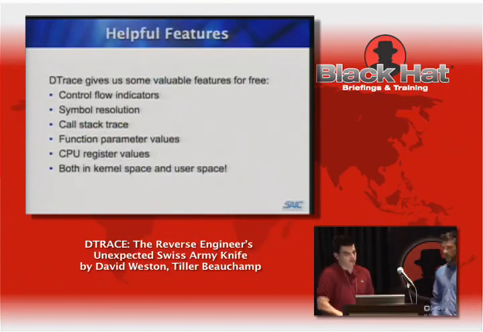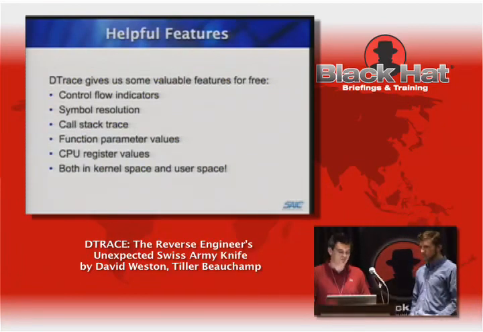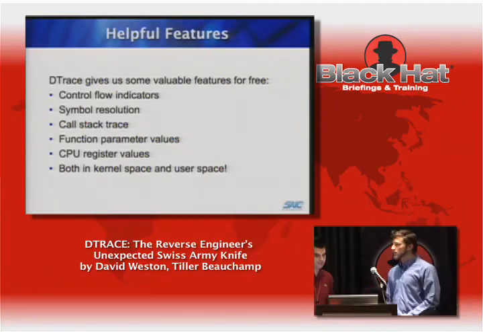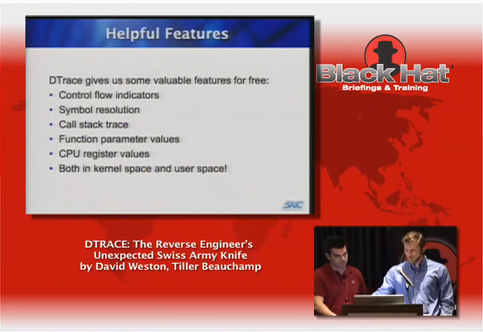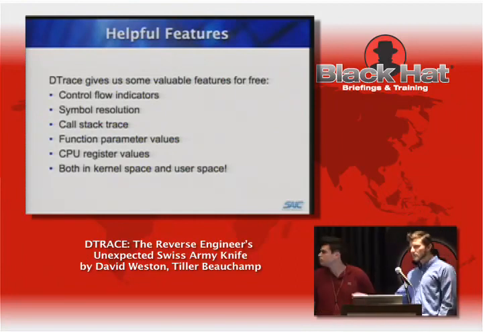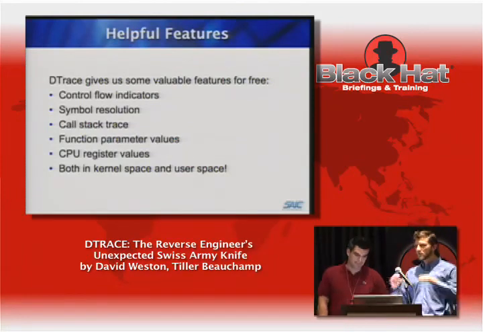DTrace gives us a lot of really cool features for free: control flow indicators, symbol resolution. We can quickly print the call stack trace, look at CPU registers, function arguments, and we can do all this both in kernel space and in process space. That's one of the key points about DTrace: its visibility. Most tools are not able to trace kernels.